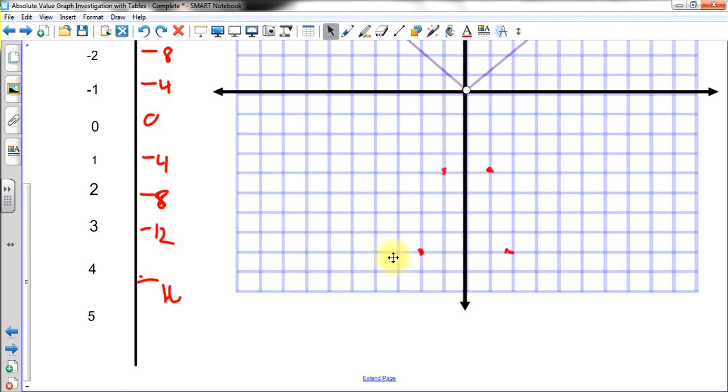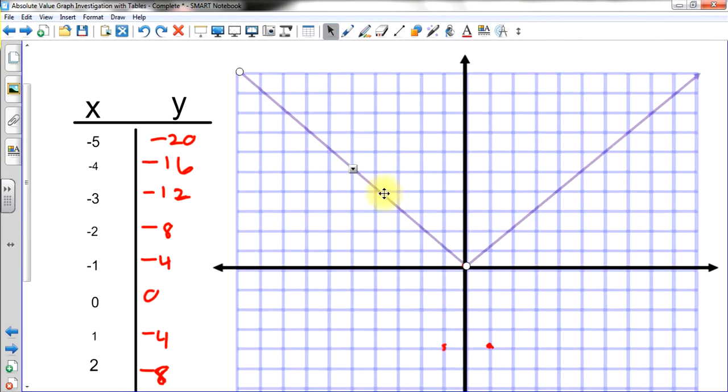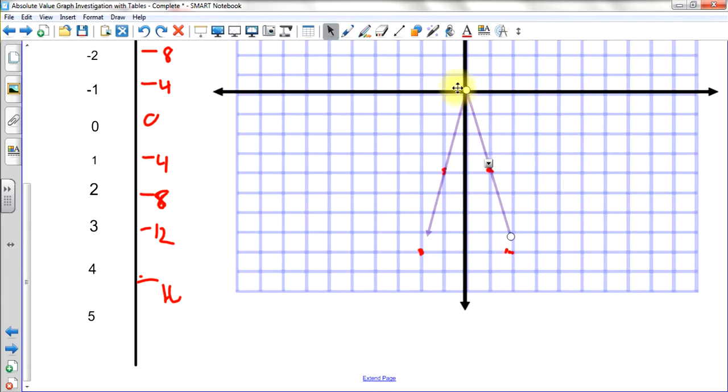And what that does is that makes a really steep graph, okay, which then looks like this. So it looks like we have a slope of down 4 to the right 1, so a slope of negative 4 and a slope of 4.